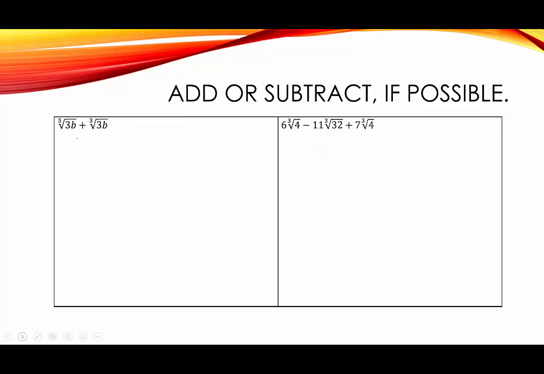For the third example, I want to combine this 5th root of 3b and the 3rd root of 3b, but wait a minute. The indices don't match. We can't combine these. So I'm going to say cannot be combined. There's nothing we can do, or we can say cannot be simplified, but we can't combine those because they're not like radicals.